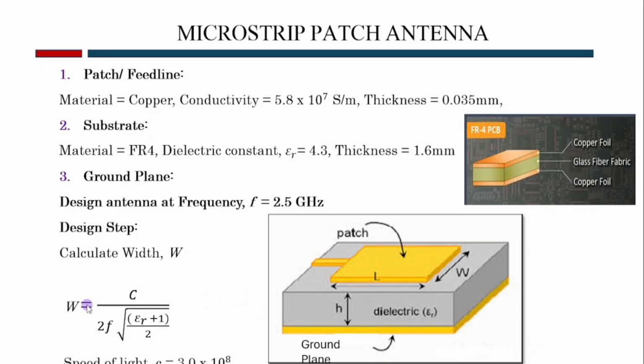So the width is equal to c, which is the speed of light, equal to 3.0 times 10 to the power of 8, divided by 2f. F is our desired frequency, which is 2.5 gigahertz. So you need to put the value 2.5 GHz inside the formula. And then you need to know the dielectric constant epsilon r of the substrate. In our case, we use FR4, so the value is 4.3. So now you can get the width of the antenna.